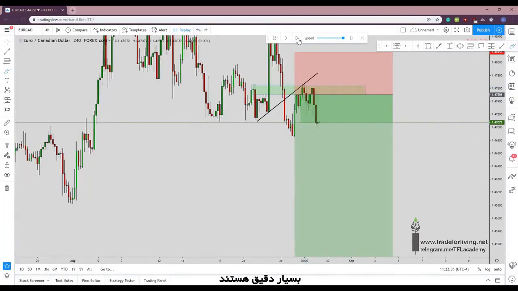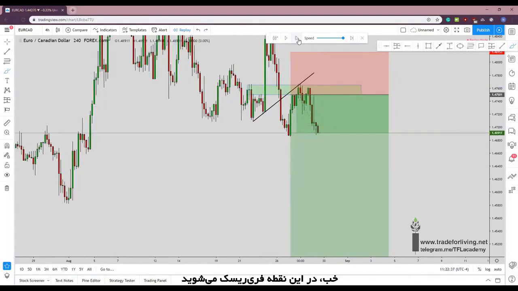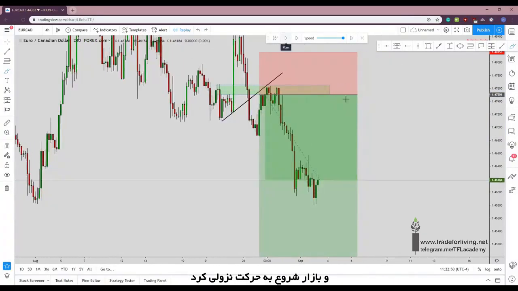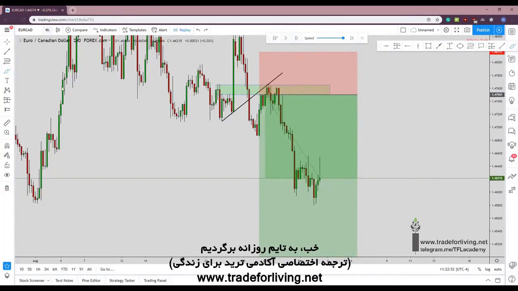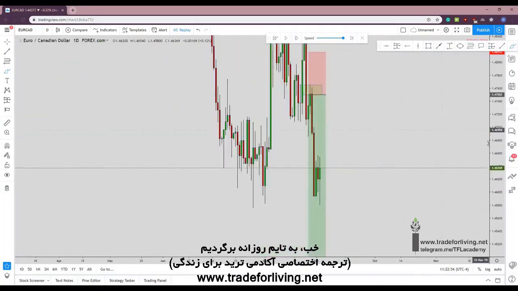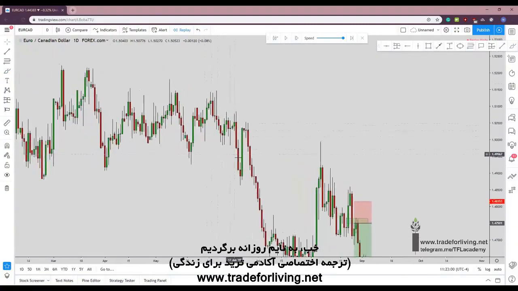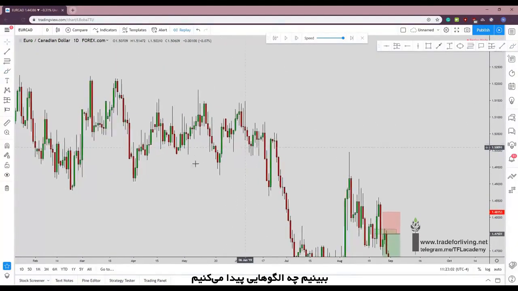Extremely accurate. So at this point, you are risk-free on the trade, because your market went down, made a retracement, continued to the downside. You can put your stop loss 1 pip in profit to cover commission, and the market just started the impulse to the downside, perfectly fine. Now, going back in time, let's see what other kind of patterns we're getting.